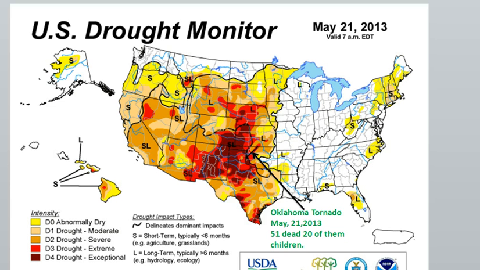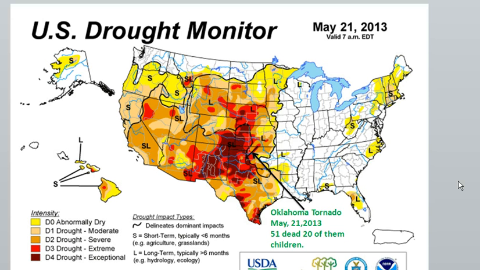Okay, now this is a drought map of May 21st, 2013. And you can see here, the black line, the tornado that went through Moore, Oklahoma. And there were two tornadoes, and they both tracked just a few miles, no, maybe 40 miles apart. But you can see why. Take a good look at that drought map.